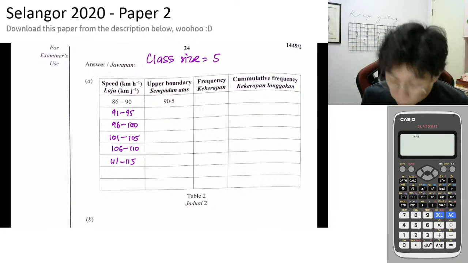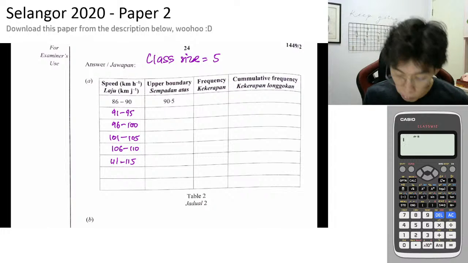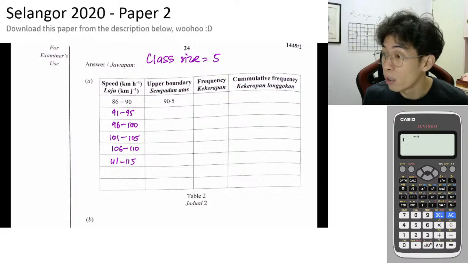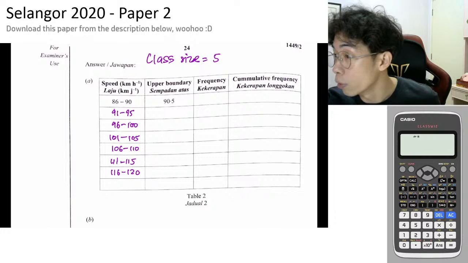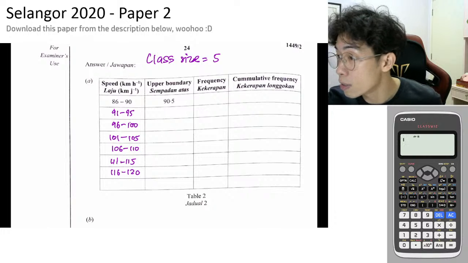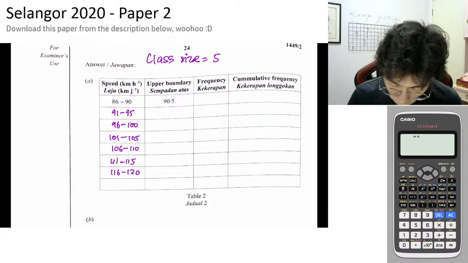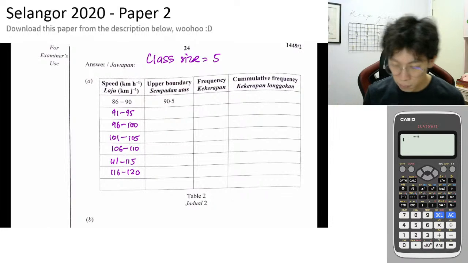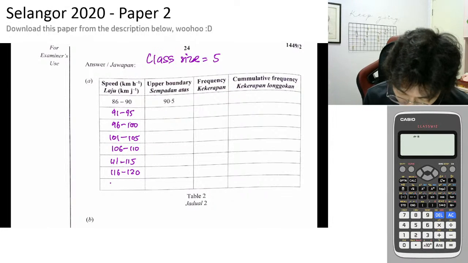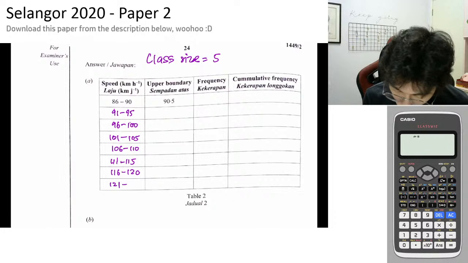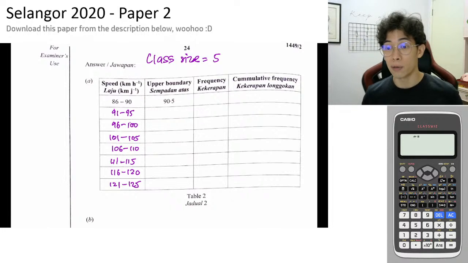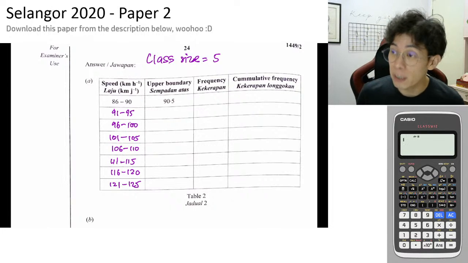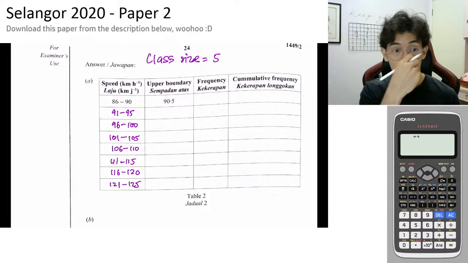Did I miss out something? 86, 91, 96, 101, 106, yes, 111, and then 116. Let me see if I missed out or not. 1 2 3 4 5 6 7. Correct. And the next one you have 1 2, 1 2, 1 2, 1 2, 1 2, 5. So everything is there already. Jamie, yes, you can do that, you're right.